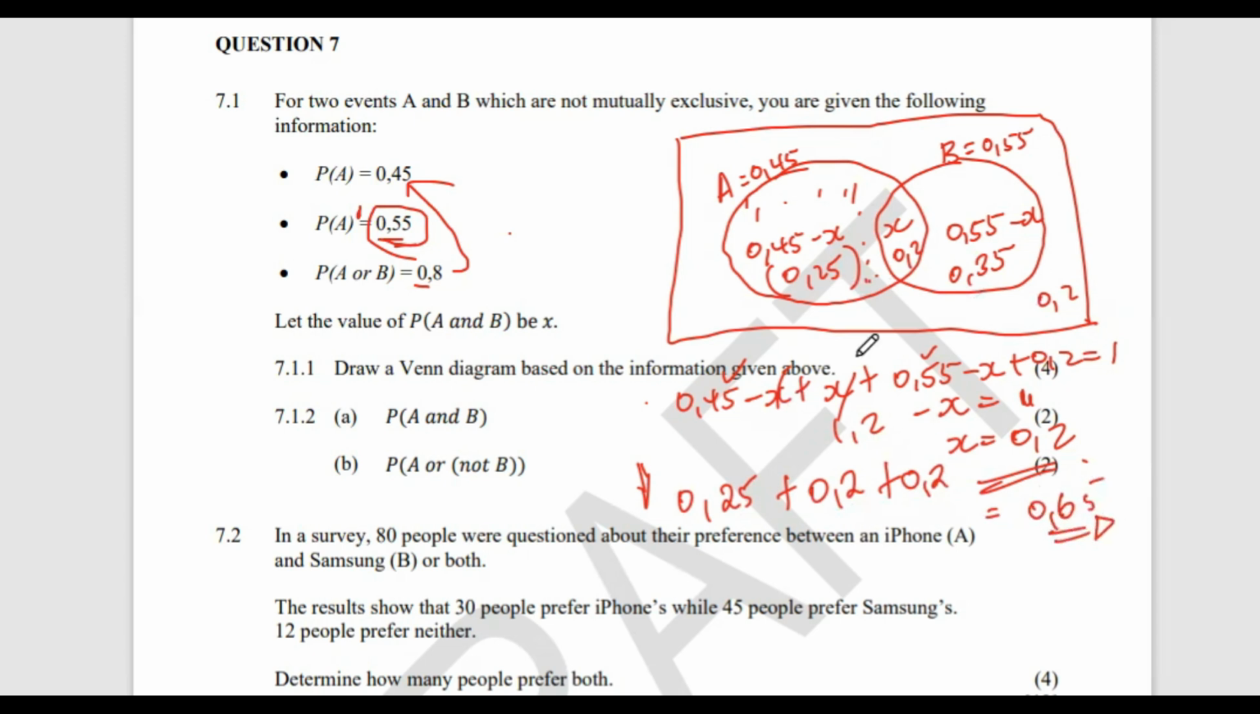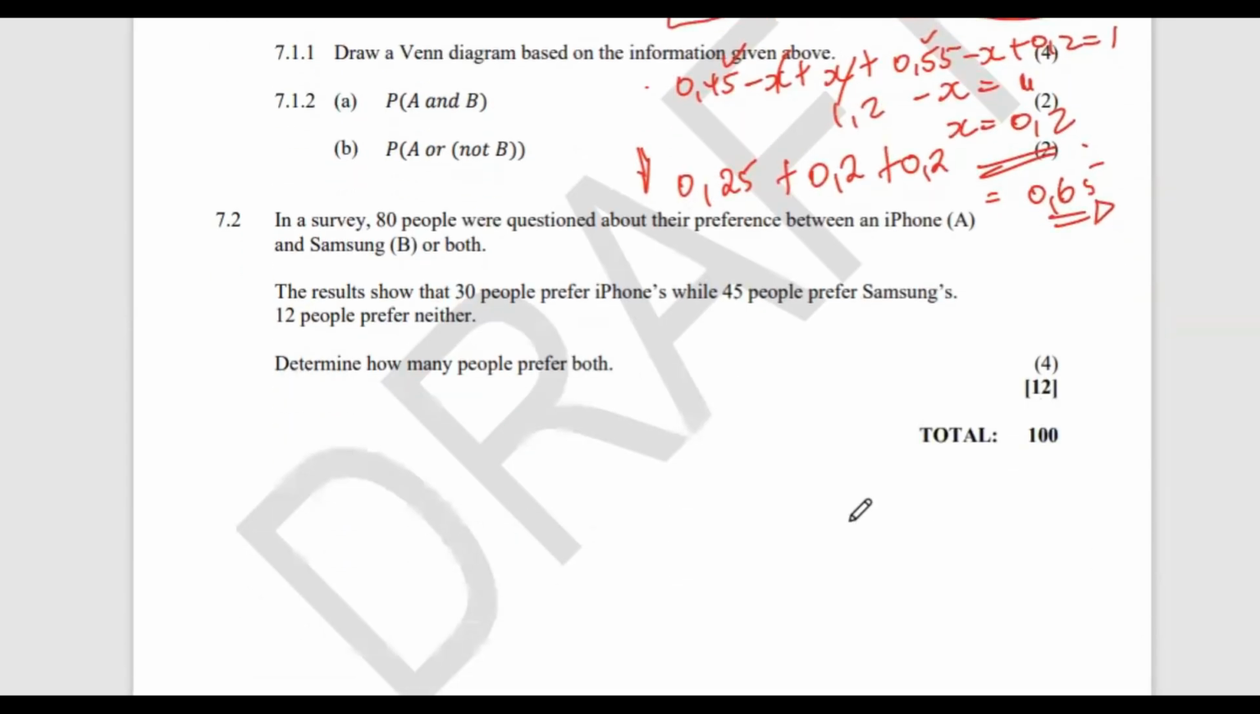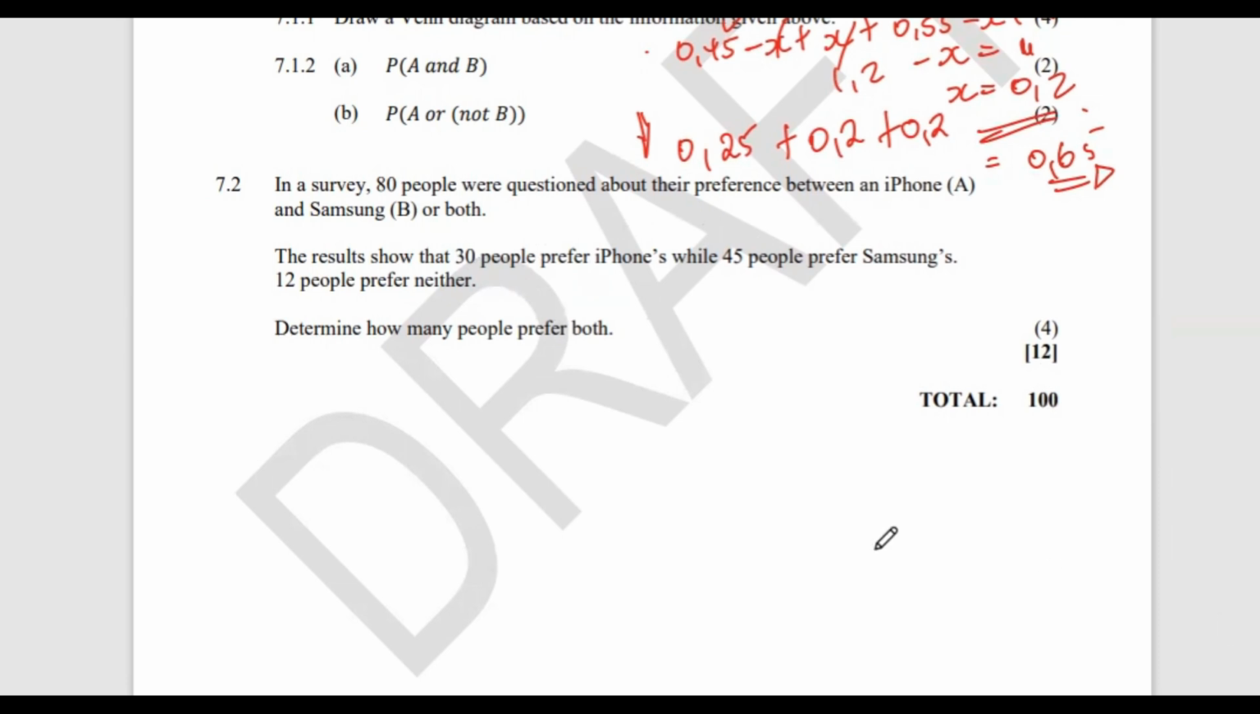All right, then 7.2. In a survey that was conducted, 80 people were questioned about their preference between an iPhone and a Samsung. Oh boy. The results show that 30 prefer iPhones, while 45 prefer Samsung, and 12 prefer neither. How many people prefer both? So start by coming up with just a sketch still.